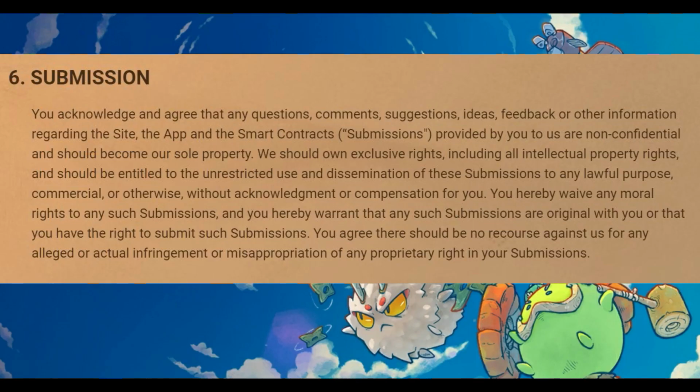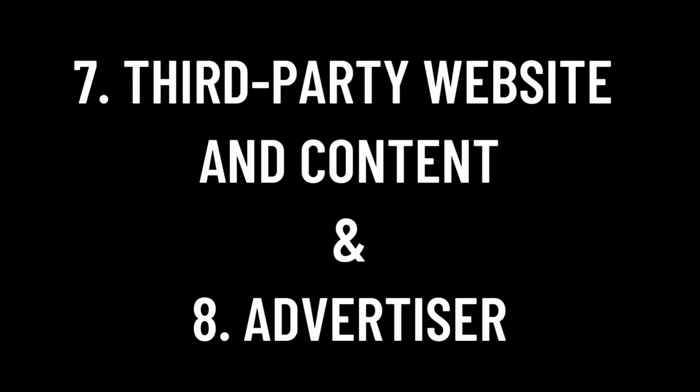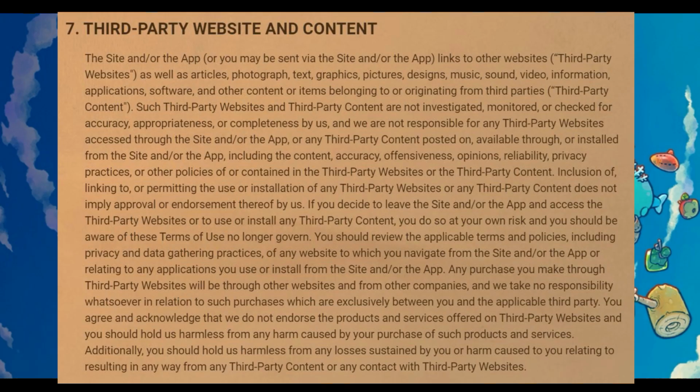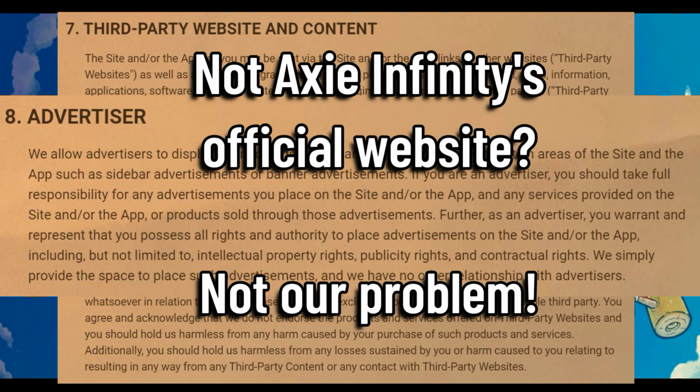Number 6. Submission. If you submit any ideas, feedback, or suggestions in the game and Sky Mavis decides to use it, they don't have to pay you anything. Number 7. Third-party website and content. And number 8. Advertiser. We can mostly skip through these two sections because this is just Sky Mavis saying if you click through one of the links that isn't Axie Infinity related, then it's not their problem.